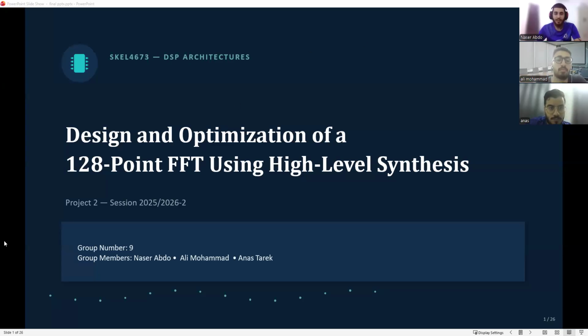Okay, Assalamu alaikum. We are Group 9, and today we will present our project in design and optimization of 128-point FFT using high-level synthesis. In this presentation, we will explain our project, the implementation process, the optimization techniques, and the final result.